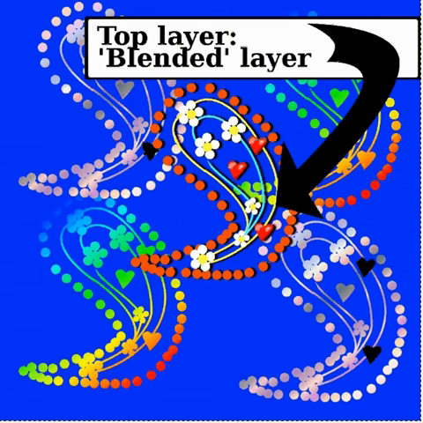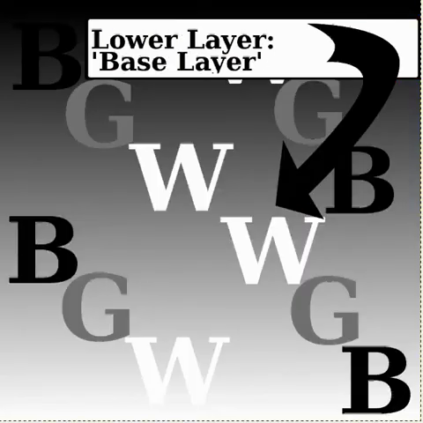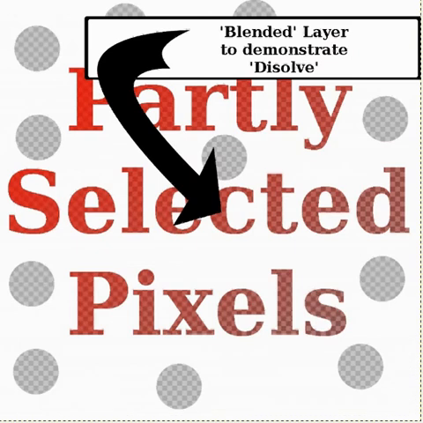This layer, this blue paisley, will be the upper layer, the blended layer. And this layer, the gray one with black, gray, and white in B, G, and W, as well as a gradient that starts with black at the top going to white at the bottom with shades of gray in between, will be the base layer for most of the demonstrations. We will also use this layer of partly selected pixels for the demonstration for dissolve.